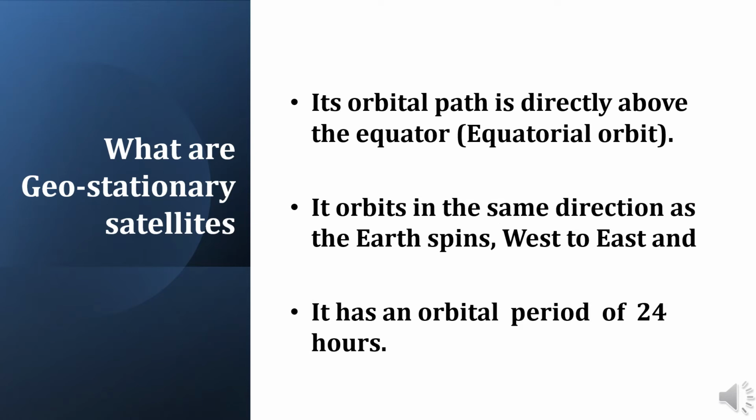What are geostationary satellites? If a satellite's orbital path is directly above the equator, and it orbits in the same direction as the Earth spins, west to east, and it has an orbital period of 24 hours, then it is called a geostationary satellite.